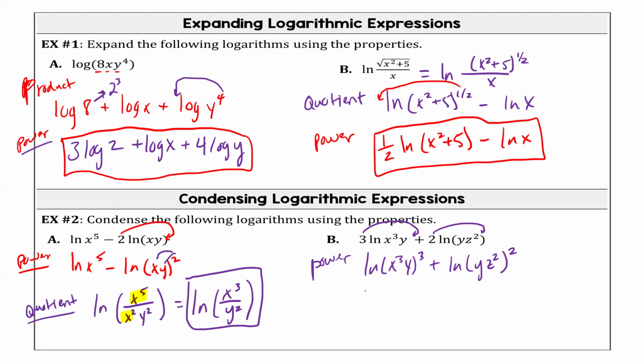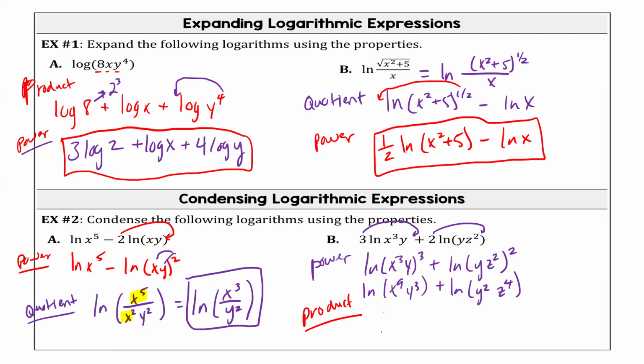If you would like to distribute before, that is A-okay. So I'm going to go ahead and distribute. Is that cool? x to the ninth, y to the third, plus natural log of y squared and z to the fourth. Okay, so now I only have one operation taking place, and it is addition, which tells me that this is going to be a product.